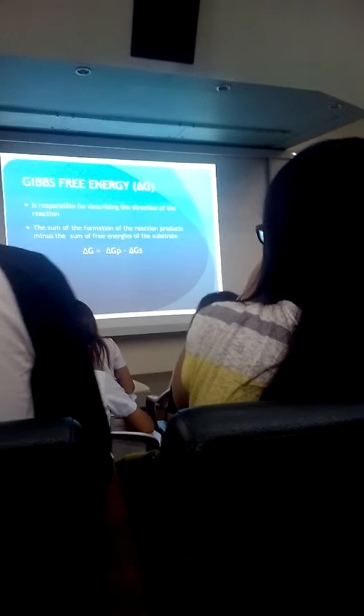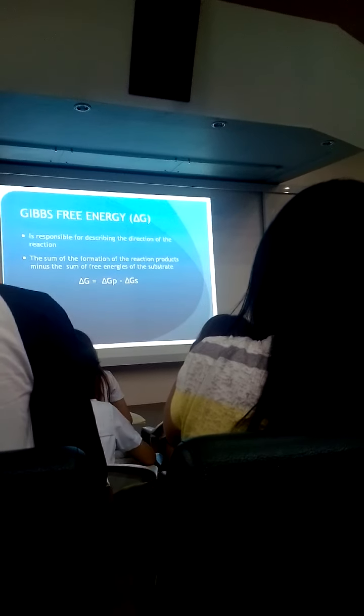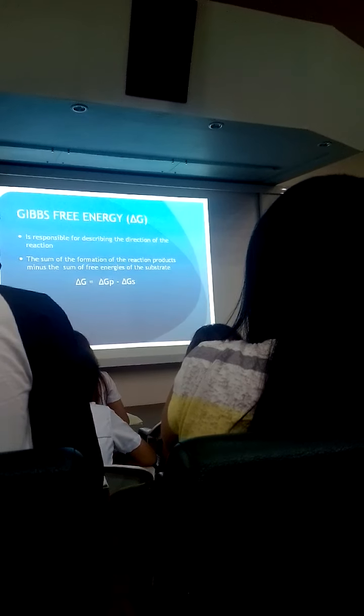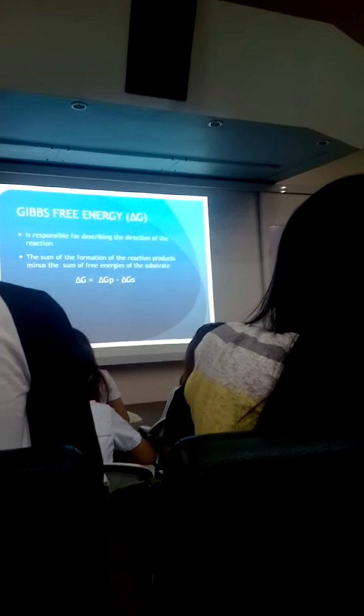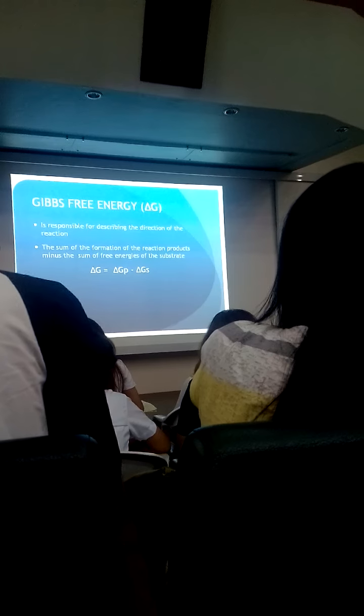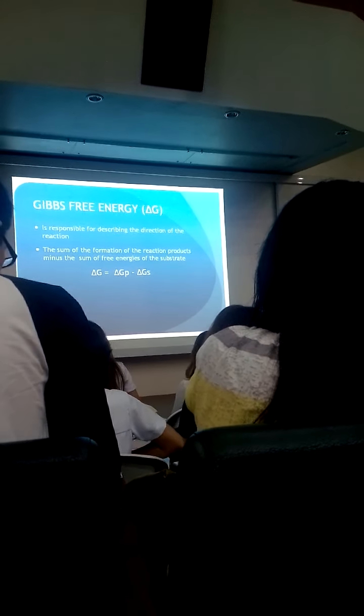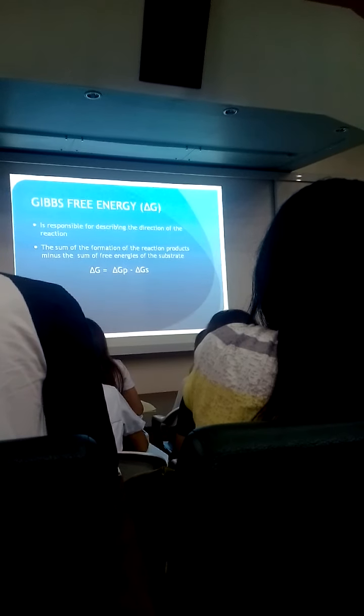So in other words, you could get this by measuring the change in energy of the product formation minus the change in energy of your substrates, or simply by measuring the concentration of your substrates and your product. So basically, your delta G measures the energy from the point of your initial reaction to your final state.